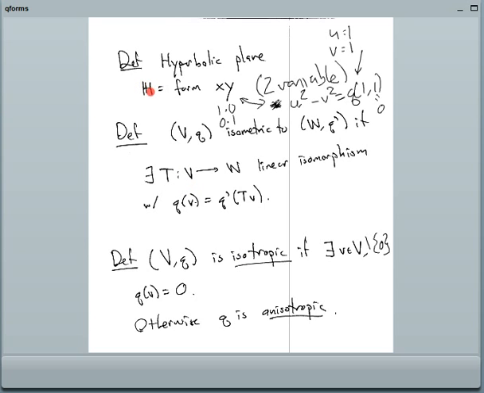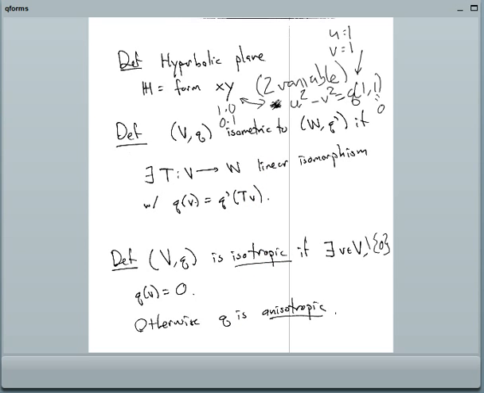So the basic notion of how you compare forms is just by changing coordinates. This idea is encapsulated in this definition. Two forms, V, Q and W, Q prime, are isometric if there is a way of identifying the coordinates on one vector space with the coordinates on the other, a linear isomorphism between these vector spaces, such that the quadratic form on V lines up with the quadratic form on W once you use this linear transformation. Okay.